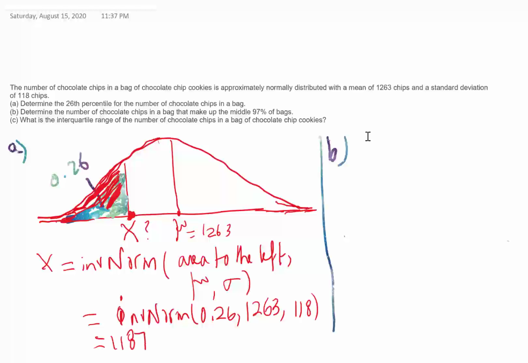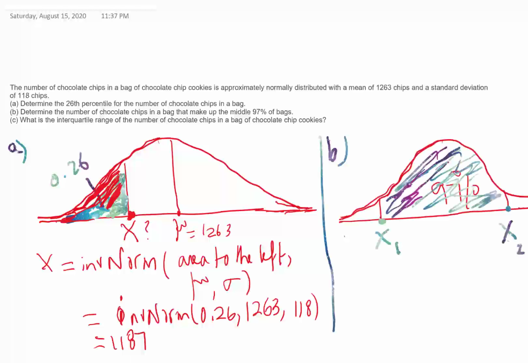Okay, let's go to the next part. Determine the number of chocolate chips in a bag that make up the middle 97% of bags. So let me show you how to do this. When he asks you for the middle 97%, here's what it means. 97% is a middle area, so just put 97% in the middle, and you notice there's going to be a tail to the right and a tail to the left.